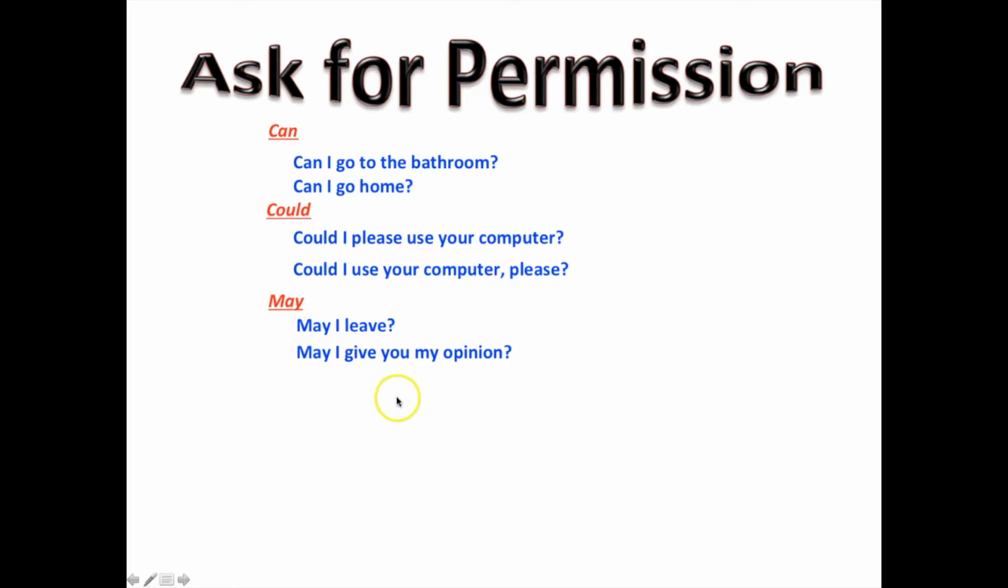The next one that we have, which is even more formal than may, can, and could, is do you mind if? When do you use do you mind if? We use do you mind if when you think that the other person is going to be a little upset if you ask for that permission.